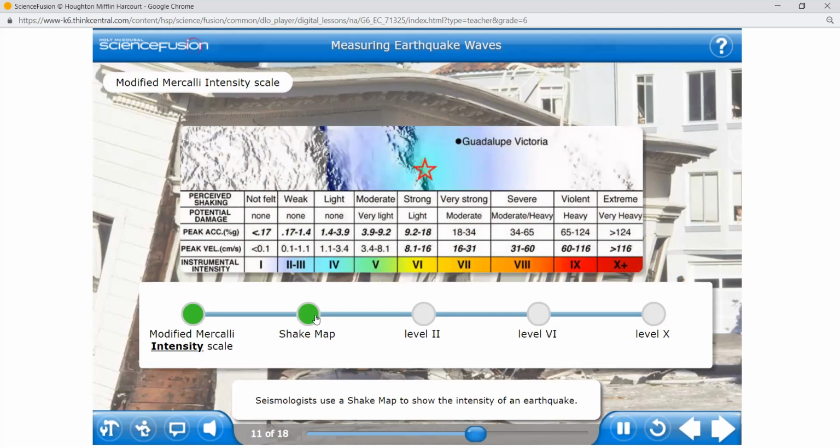Seismologists use a shake map to show the intensity of an earthquake. Notice that the intensity indicated by color drops as you get farther from the epicenter of the earthquake. With this map, they have shown us the levels: not felt, lightly felt, then moderate, strong, very strong, severe, violent, and extreme. And they have also shown the peak and all of the readings. For example, the epicenter is marked by a star on the map above the table.